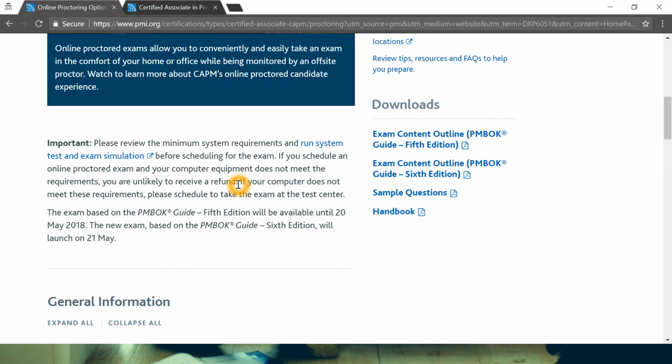If your system is not eligible for you to be able to take the CAPM exam from home, and you already booked the exam, you are unlikely to receive a refund as well. So if your computer does not meet these requirements, please schedule to take the exam at the test center. Of course, the CAPM exam is available to be taken from the test center as well. This is just an additional option wherein you can now take the exam from home.